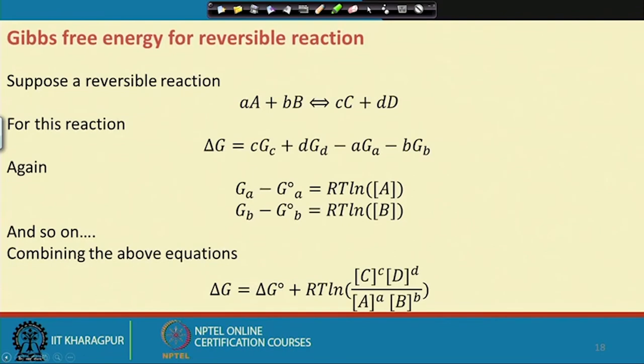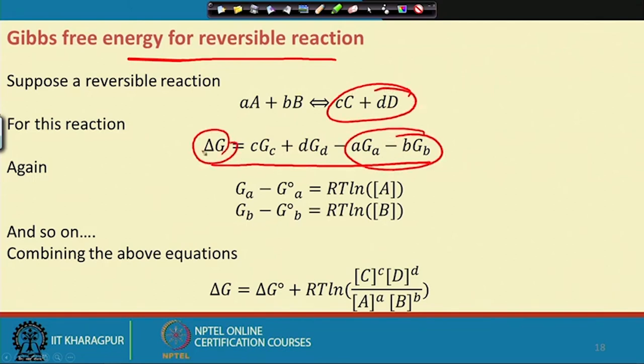How can we correlate this with the Gibbs free energy change for reversible reactions? We have already found the change of free energy: the free energy of the product minus the free energy of the substrate gives the change of free energy, that is, GA minus GA dash, the standard free energy change. It can be written as the standard free energy change plus RT ln of the concentration of product by the concentration of substrate. This can be explained like this.